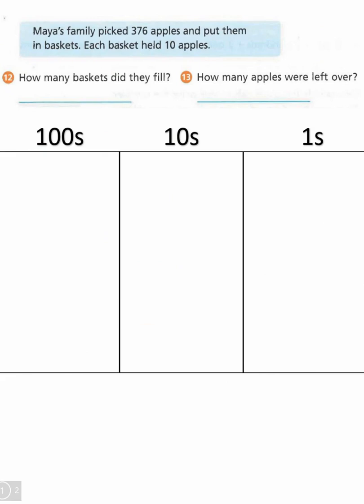And what I'm going to do is just do a place value model for 376. So how many hundreds do I have? 1, 2, 3. How many tens do I have? 1, 2, 3, 4, 5, 6, 7. How many ones do I have? 1, 2, 3, 4, 5, 6. I have 6 ones. Now it's telling us though that we need to put those into baskets of 10.